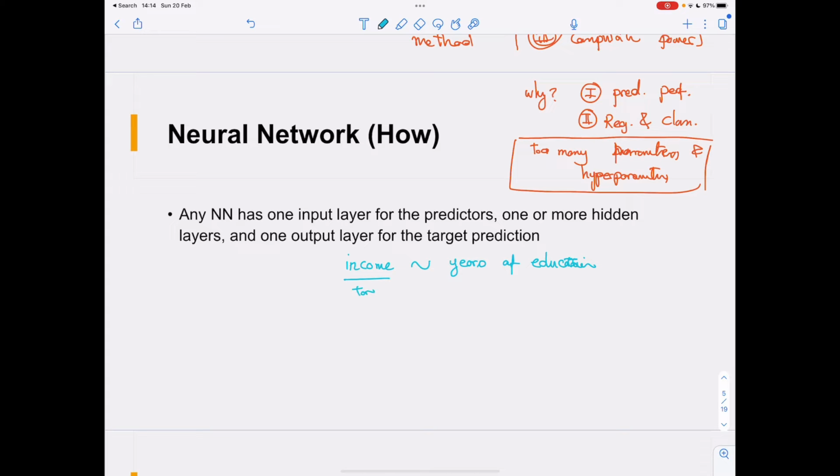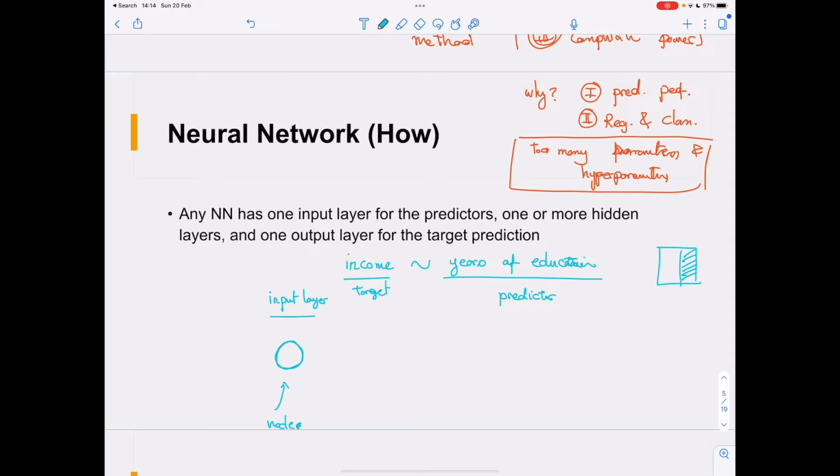So this one is the target. This one is the predictor. So we have one target, one predictor, and the data set is like this. This is the target and this is the predictor. If I want to model it using a neural network, I would need one input layer, one node in the input layer. This is the input layer, and this is called a node. And this is our predictor, the years of education.